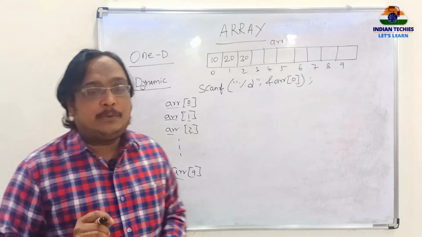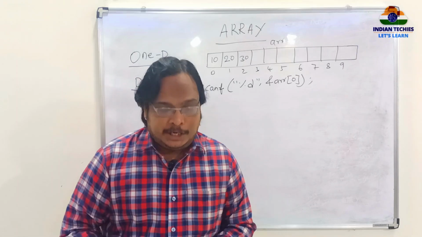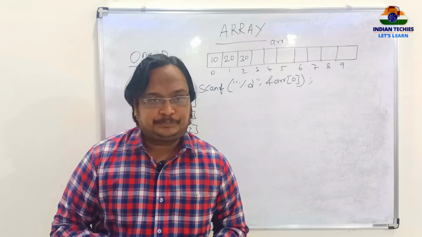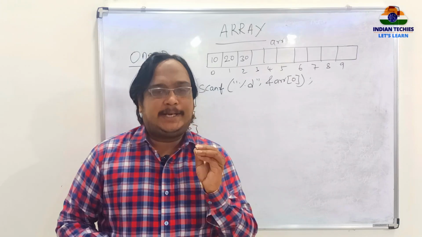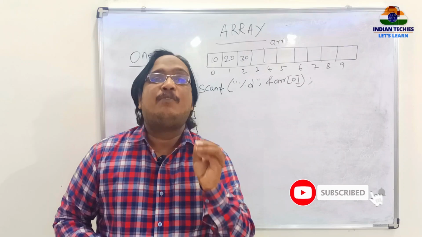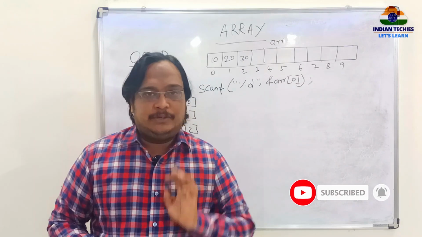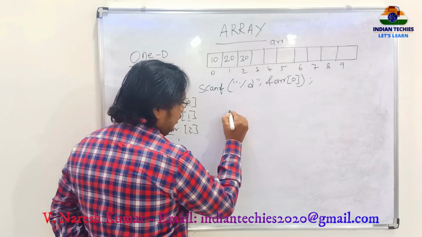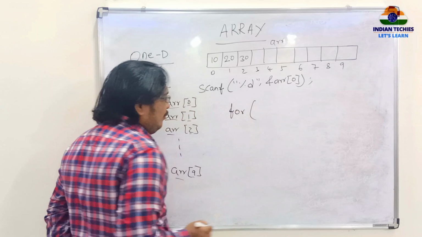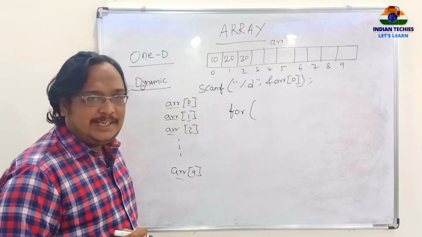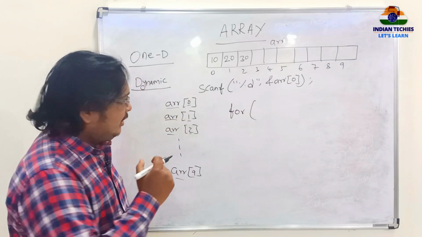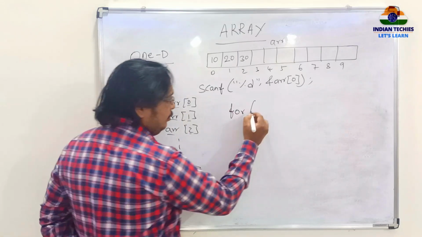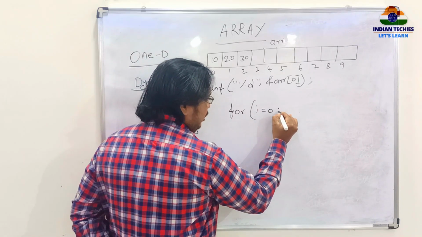For this, you have to use a loop. You can use a while loop, a do while loop, or a for loop. But the most preferred and recommended one is the for loop. Why? I will tell you later. First of all, let me write this. How to write a for loop? That is for. As per for logic, the first statement you write is the initialization. You are taking input from which position? The 0th position. So i equal to 0, semicolon.